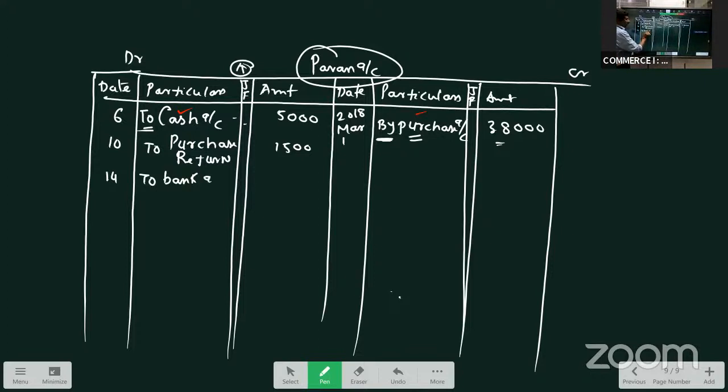Bank account will be affected. So we'll write to bank. And what is the amount of check? It is 6,800. So I'll write 6,800. Okay. Then what is the next transaction you see?